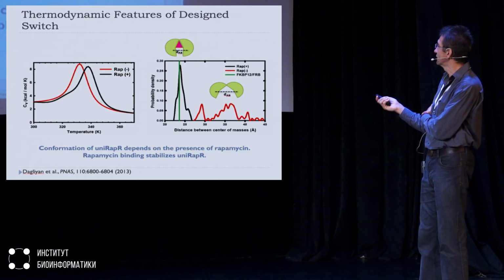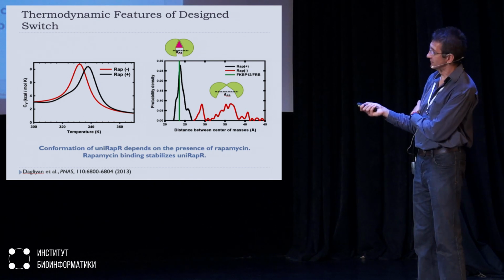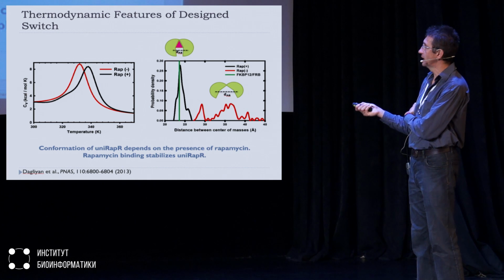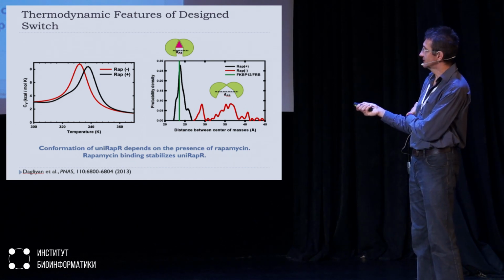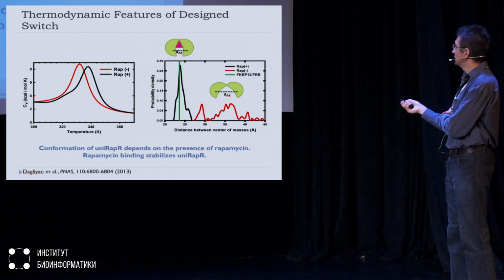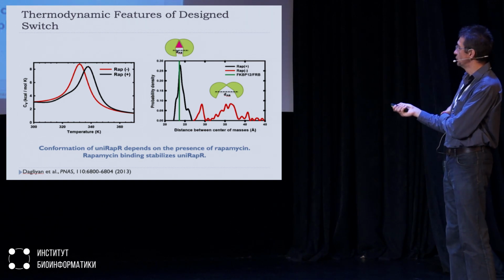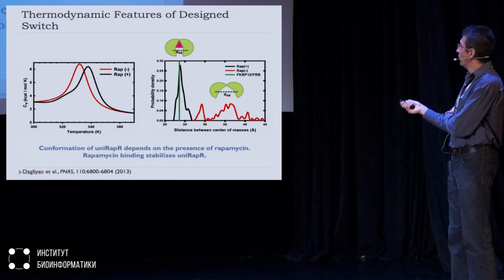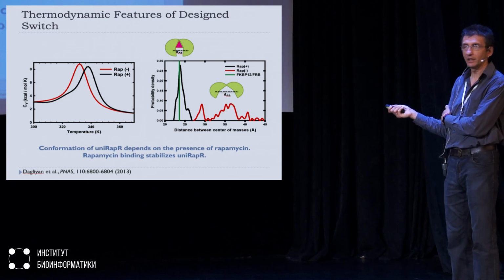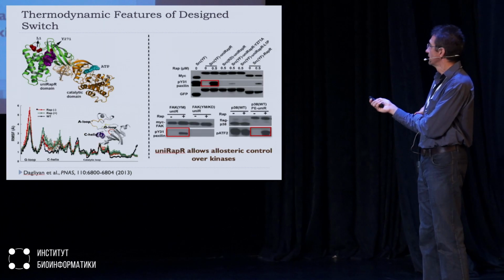So he made this construct, and from a simulation perspective, everything looked really great. Again, specific heat shows that without rapamycin, the protein is less stable, but when you add rapamycin, it becomes stable. If you look at the fluctuations of the protein without a drug, it's all over the place. This is the distribution of distances between the lobes of the protein, and it's all over the place. When you add a drug, it peaks at a particular distance. Okay? So everything looks good.